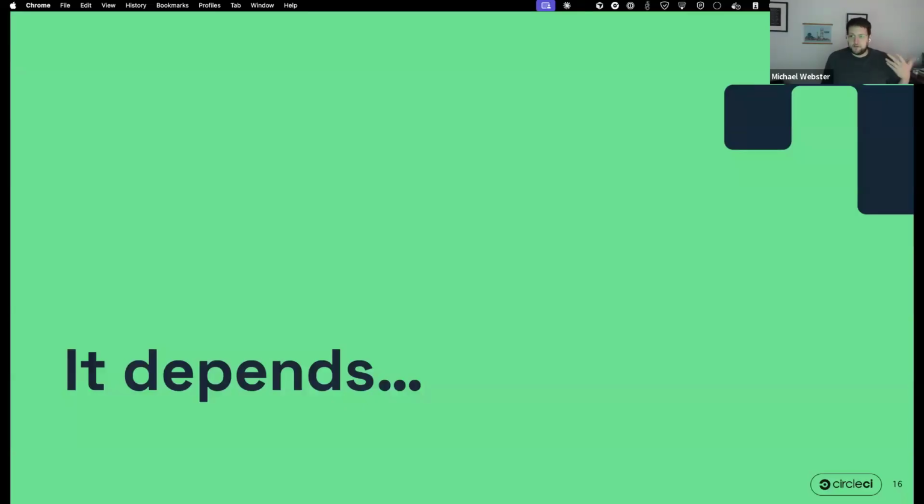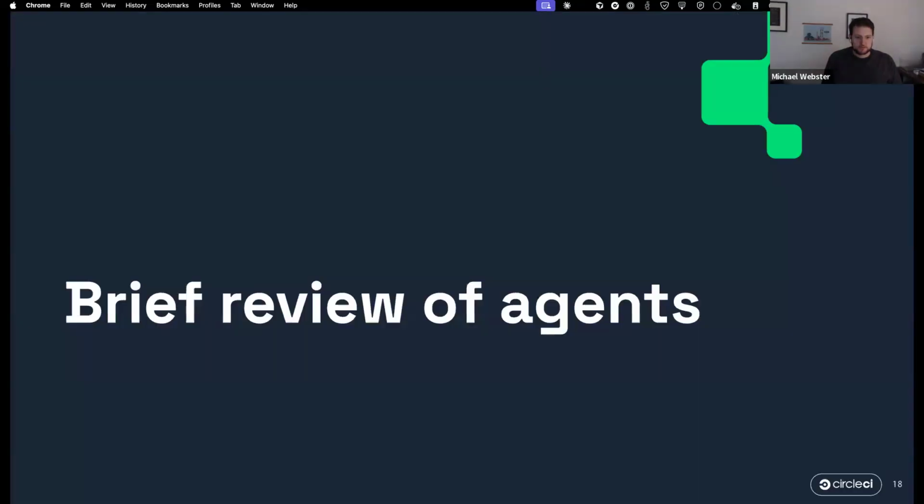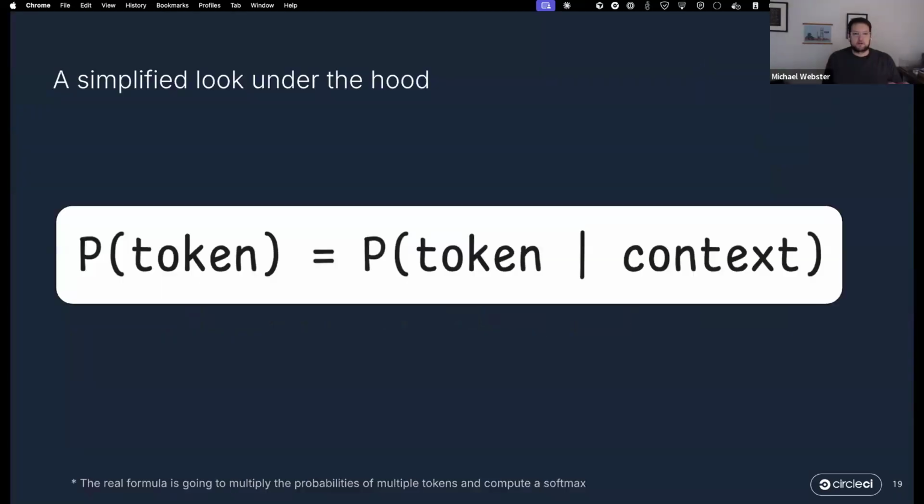Okay, so what you can do in any given situation, this is the standard tech lead answer: it depends, right? And in the case of AI coding assistants, what it depends on, literally, is the context. It depends on context. Let me tell you what I mean by that. So let's do a quick look under the hood of what's happening with an LLM.